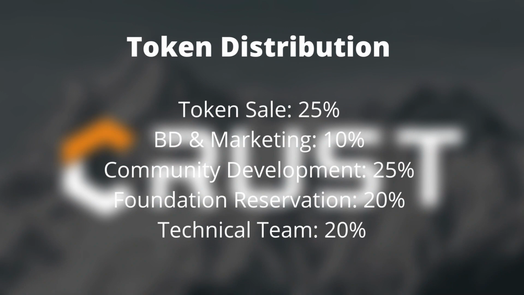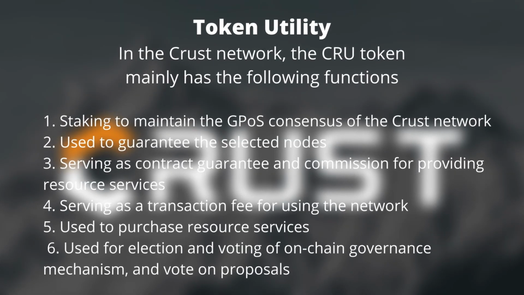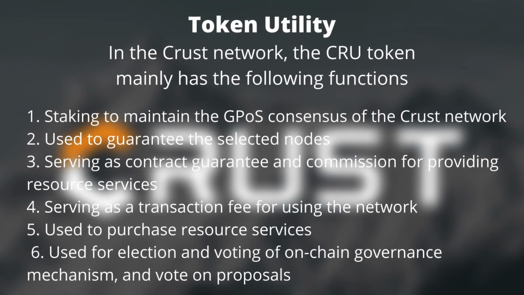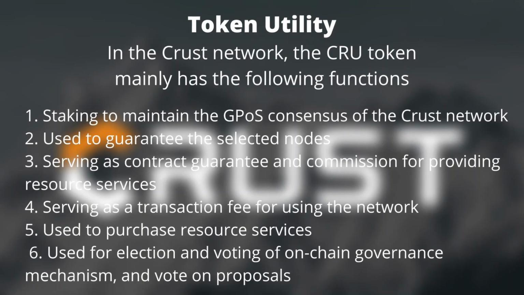Token distribution. Token sale 25%, BD and marketing 10%, community development 25%, foundation reservation 20%, technical team 20%. Token utility. In the Crust Network, the CRU token mainly has the following functions. Number 1. Staking to maintain the GPOS consensus of the Crust Network. Number 2. Used to guarantee the selected nodes.